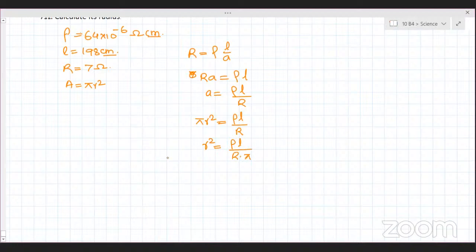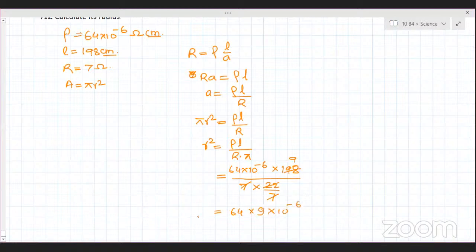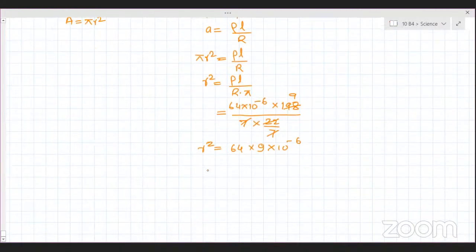This is clear? Yes, ma'am. So now substitute the values. 64 into 10 to the power minus 6, L is 198, R is 7. And 198 is divisible by 22, so we will take pi value as 22 by 7. 7 gets cancelled, 22 nines are 198. So 64 into 9 into 10 to the power minus 6 is the value of r square. So r will be square root of all these: 8 into 3 into 10 to the power minus 3 centimeter, so 24 into 10 to the power minus 3 centimeter. Understood? Yes, ma'am.